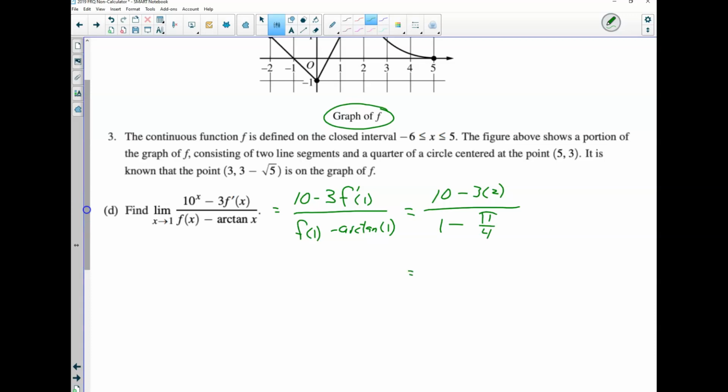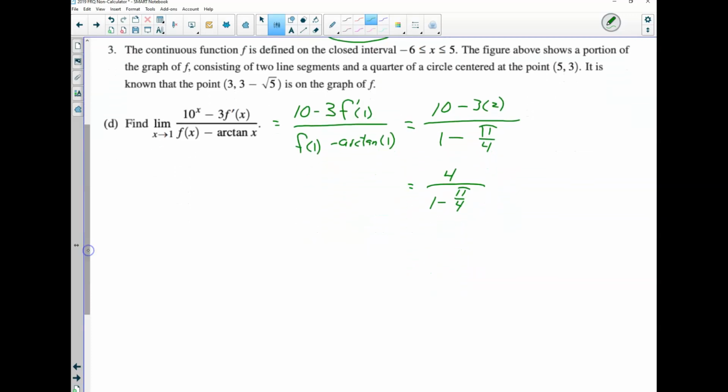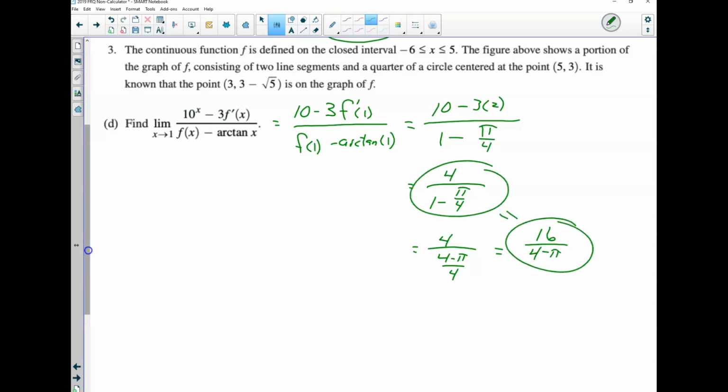That is going to give me, what is that going to give me? 10 minus 6 or 4 over... what I always did. They said you could leave the answer like this. They accept that answer. When I did mine, I looked at it as 4 over 4 minus pi over 4. I multiplied by my reciprocal, and I saw it as 16 over 4 minus pi. But they'll take either one of those answers.